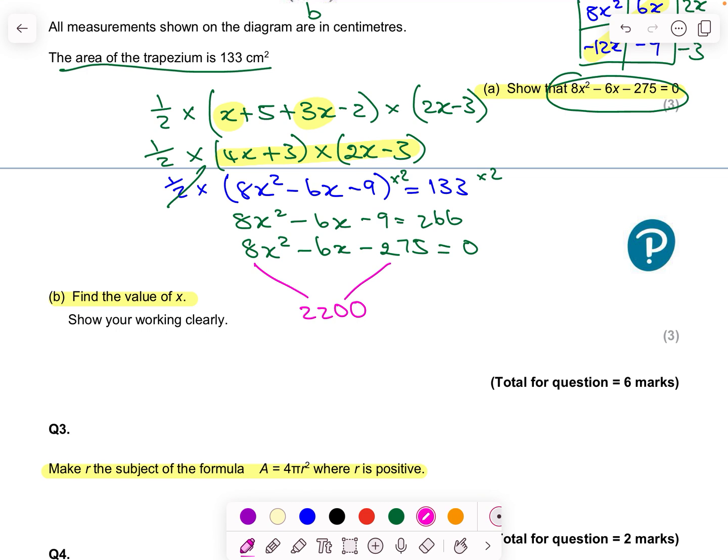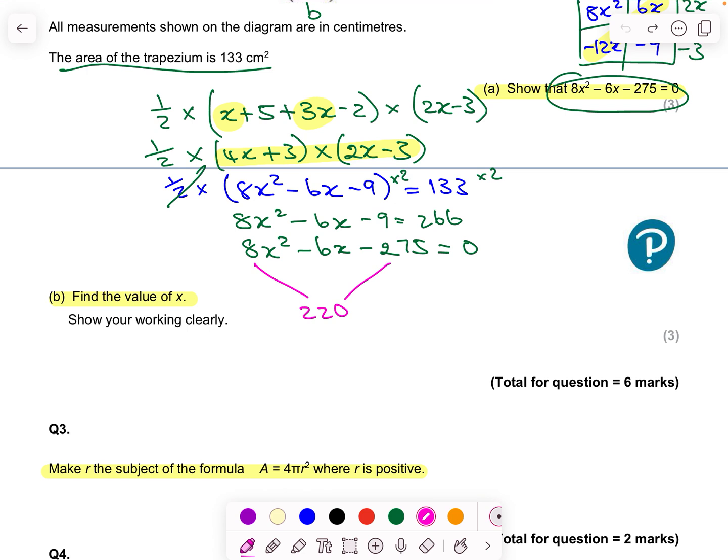So I am looking for 2 numbers. No, actually, I'm going to use the quadratic formula. These numbers are too big. So I'm going to use the quadratic formula.